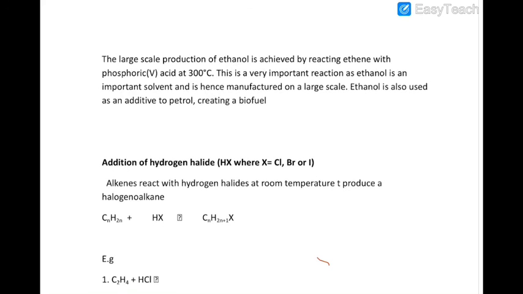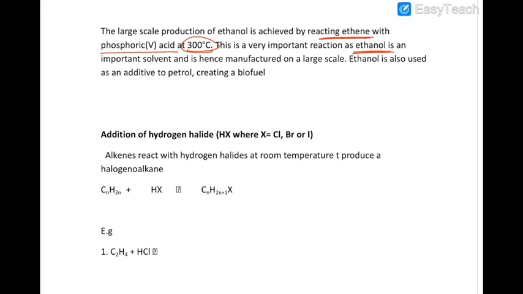The large-scale production of ethanol is achieved by reacting ethene with steam and phosphoric acid at 300 degrees Celsius. This is an important reaction for the formation of ethanol, which is a solvent. Ethanol is also used in the formation of biofuel. It's added to petrol to turn it into a biofuel.